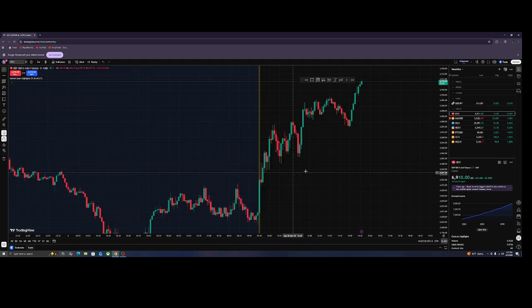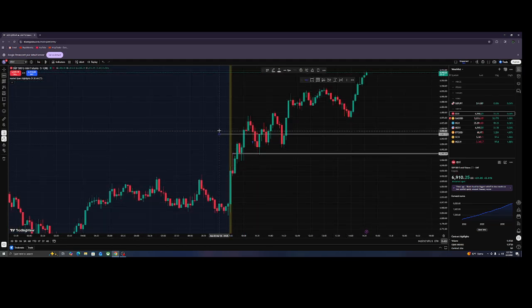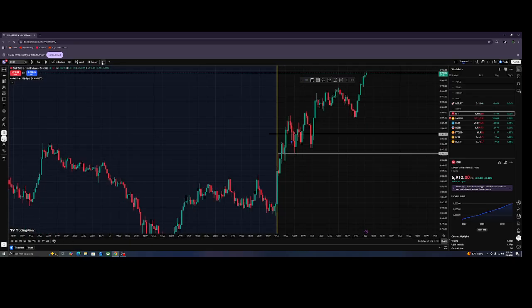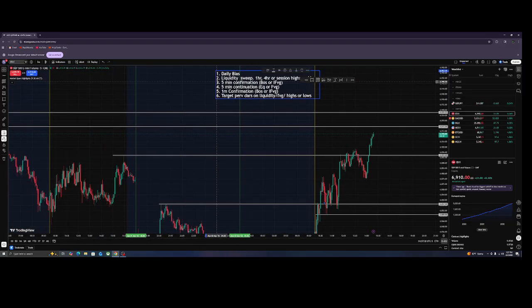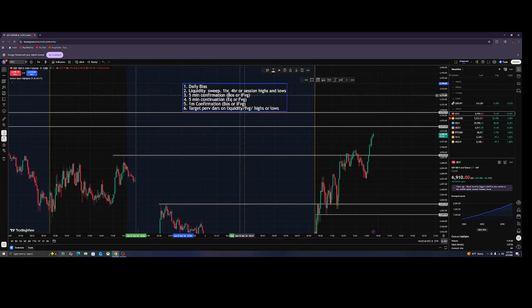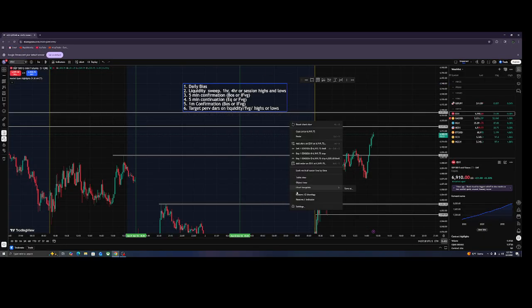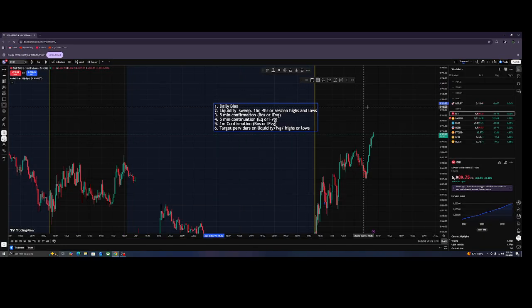Let me remove all these lines so you actually get what I mean. Hold up, it's gonna delete our thing. Yeah, let me just copy this first. Okay, there you go. Now let's remove everything, put the text back, and there you go.